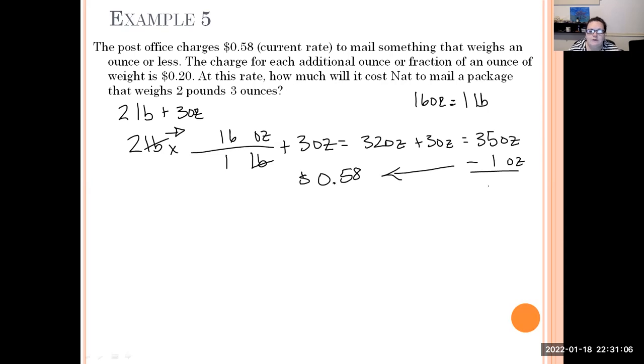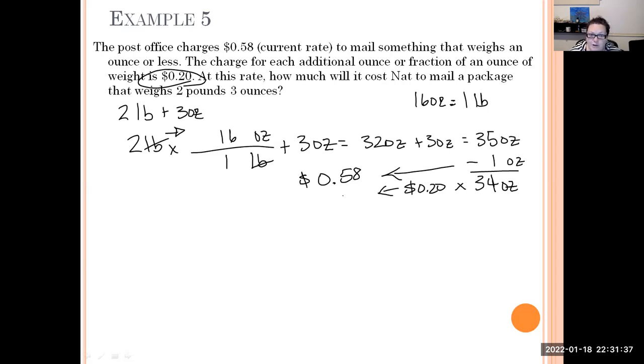All right. So that means that she still has 34 ounces to pay for from that package. And we know that each one of those ounces is going to cost her 20 cents, because that's what it says right here. Okay. So we need to find out what the total is going to be for that. So we have to take that 34 ounces and multiply by 20 cents to get the total. And when you do that, you get $6.80.